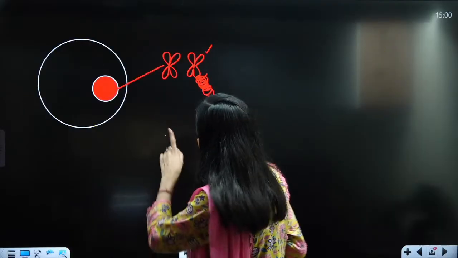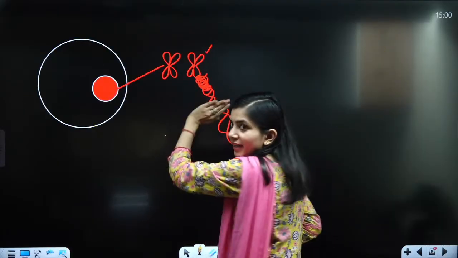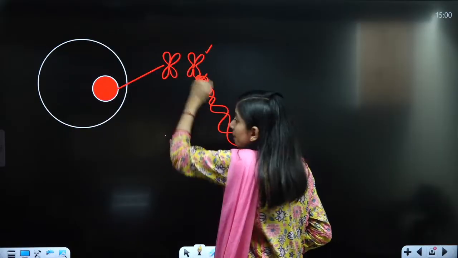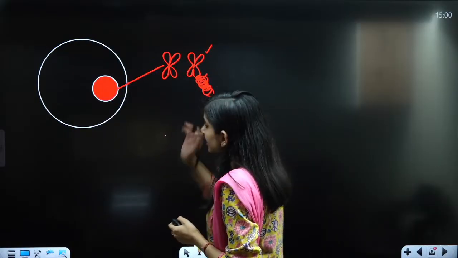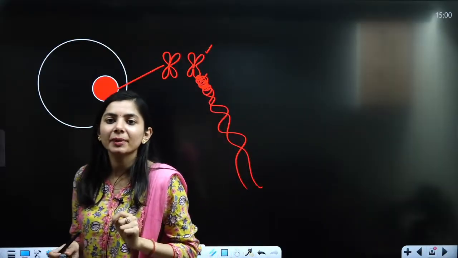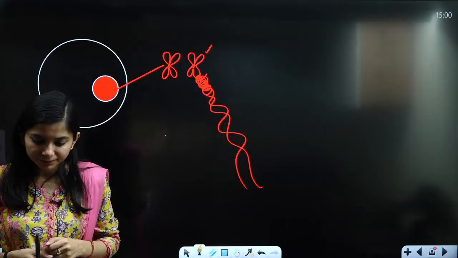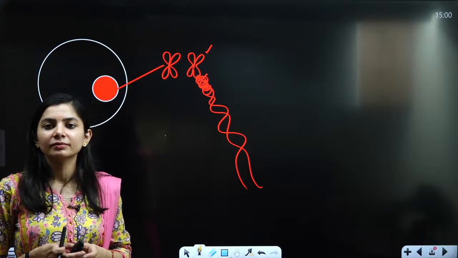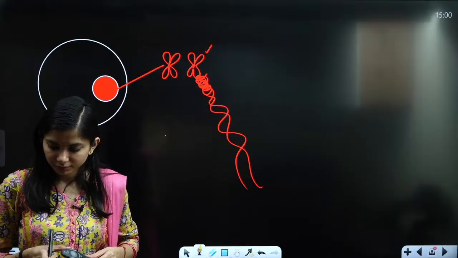Now, here we are having one pair of chromosome. We are having one pair of chromosome. So, answer me. One pair of chromosome is having how many chromatid?